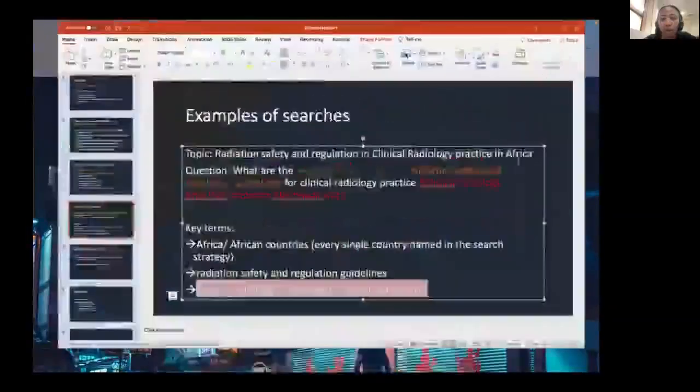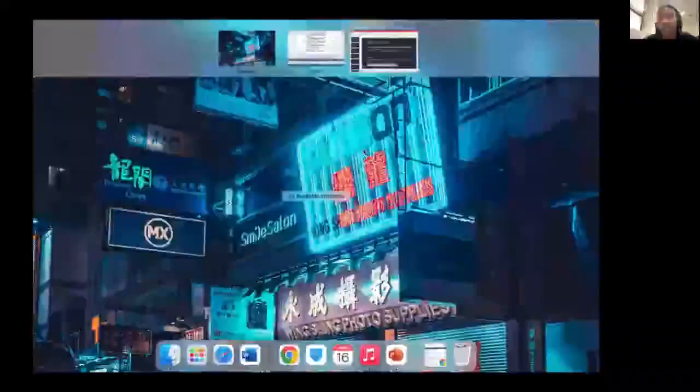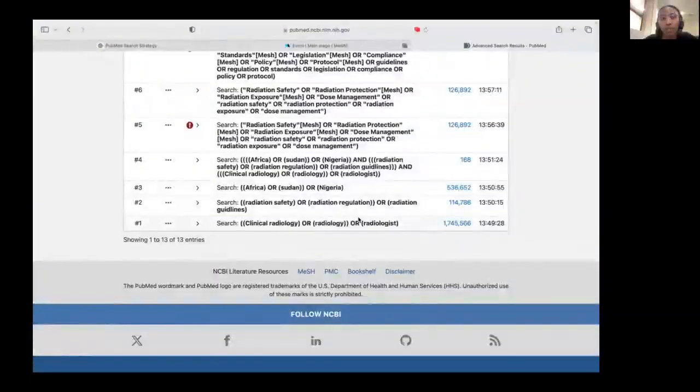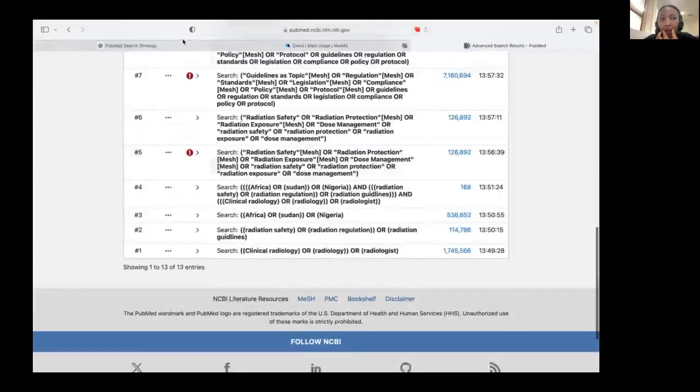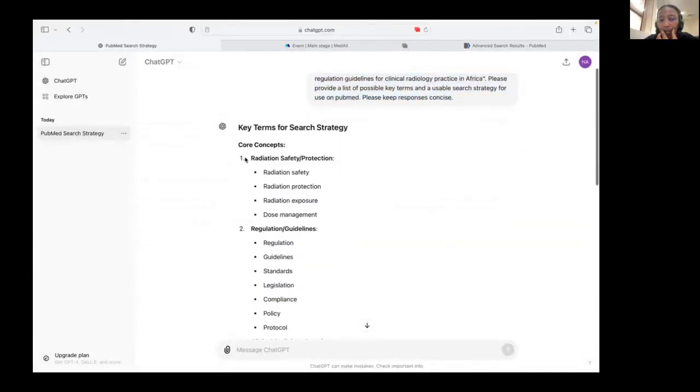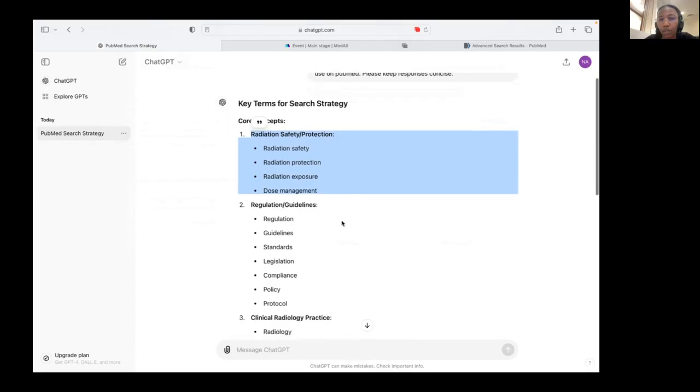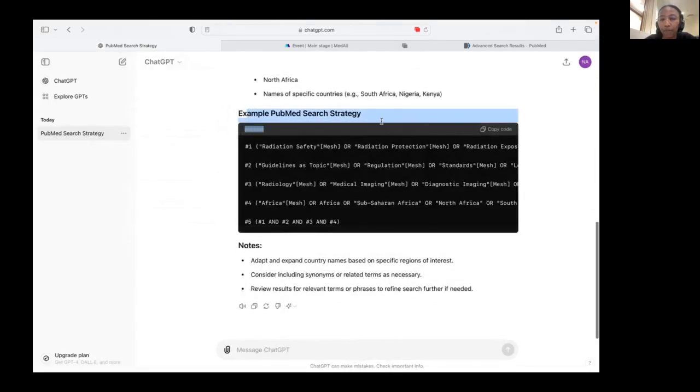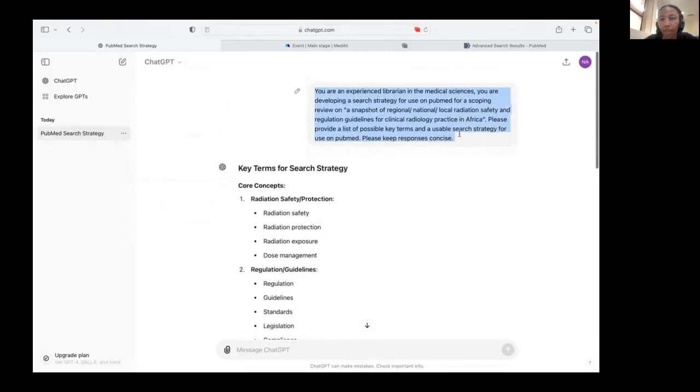Ideally, once you have key terms, you would want to find synonyms or other common terms that you would use for clinical radiology. We go into extensive detail on how to do that in a previous session on systematic reviews, but we try to come up with different variations for the same term. We've also discussed how we can use things like ChatGPT to help identify key concepts that people could use and to come up with a search strategy. And I've shared the prompt we used in the chat.